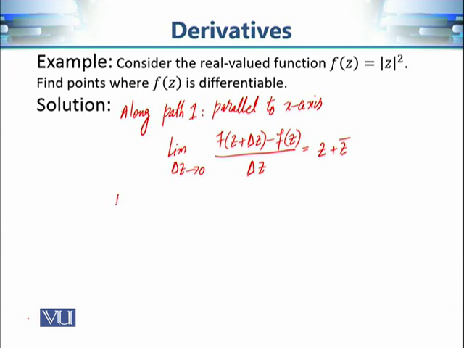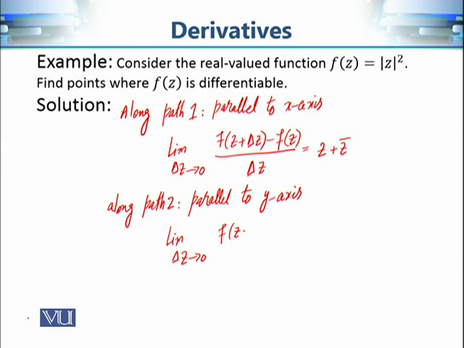So what will happen if we move along path 2? Path 2 is basically parallel to the y-axis. What is the value of the limit? The limit as delta z approaches 0 of (f of z plus delta z minus f of z) divided by delta z is in fact equal to z conjugate minus z.